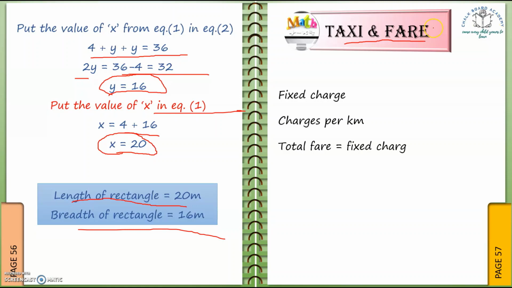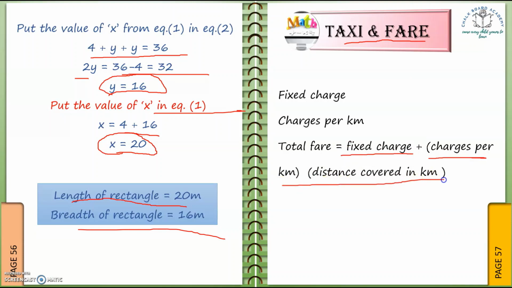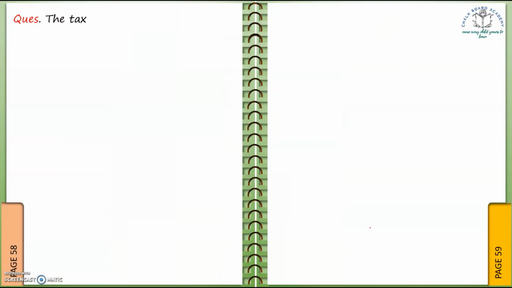So total fare is actually equal to fixed charge plus charges per kilometer multiplied by distance covered in kilometers. And if we take it for library, it would be fixed charge plus charges per day multiplied by days covered. So we can simply say here total fare is equal to x plus ay. Here x is fixed charge, y is charges per kilometer, and a is the number of kilometers, that is the distance covered in kilometers. So let's start with an example to understand it clearly.